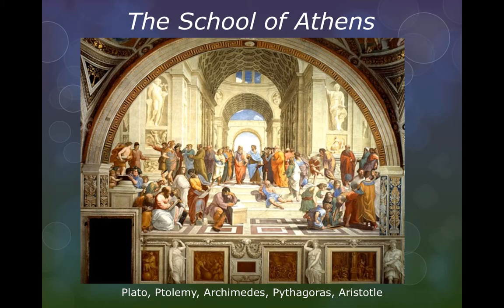Ptolemy. Now, Plato was a philosopher. Ptolemy was one of the first to kind of think about our planets and our solar system. Archimedes, who was the person that figured out the concept of density. Pythagoras, who was a mathematician. You've probably all heard of and used Pythagorean theorem before. That was his idea. And then also Aristotle, who was another philosopher of this time period.